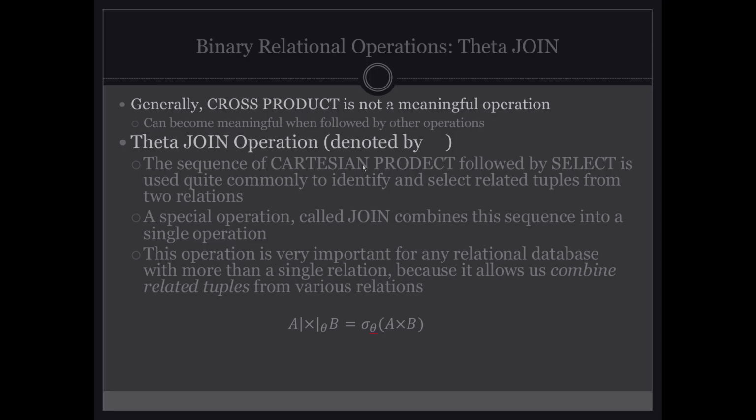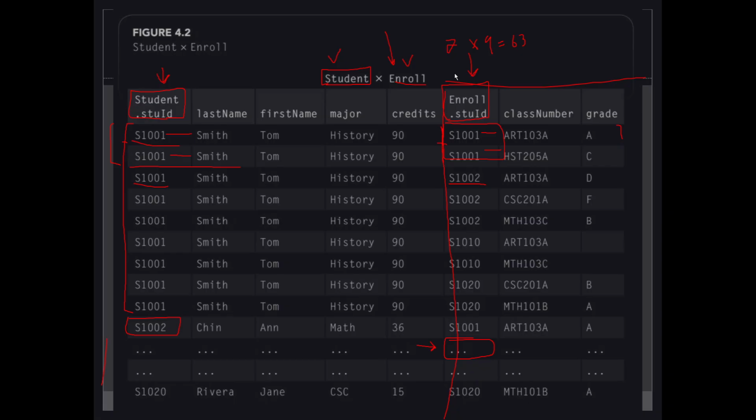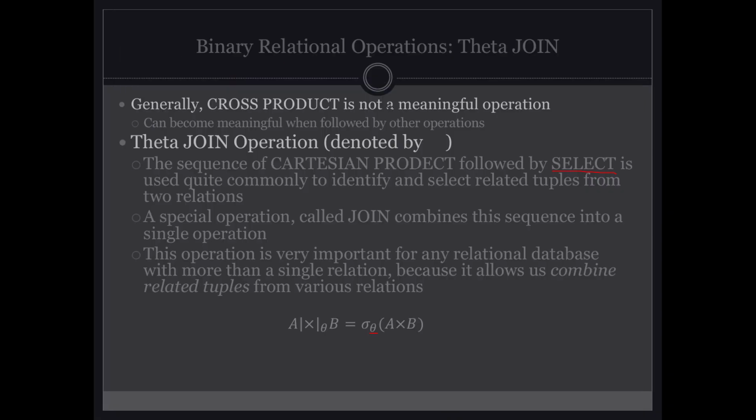The sequence of Cartesian product followed by select, just any select. It doesn't have to be that these two are equal. It can be any kind of condition, okay? This is called a join, okay? This operation is very important for any relational database with more than a single relation because it allows us to combine related tuples from various relations, okay?